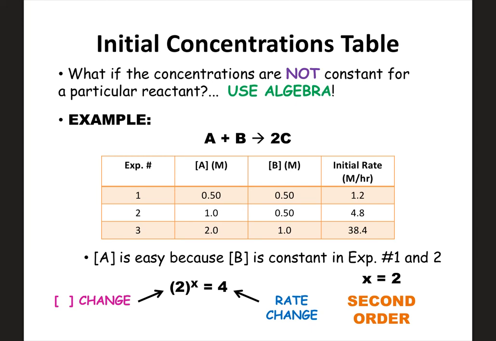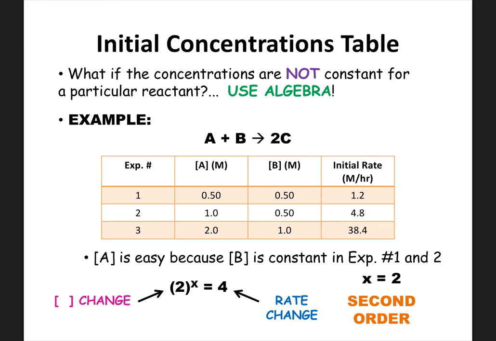All right, so let's knock out the order here for A right now. If B is the same here in experiments 1 and 2, look at what happens to the concentration and the rate for A in experiments 1 and 2.